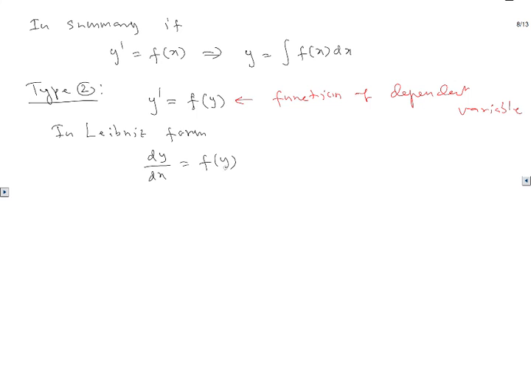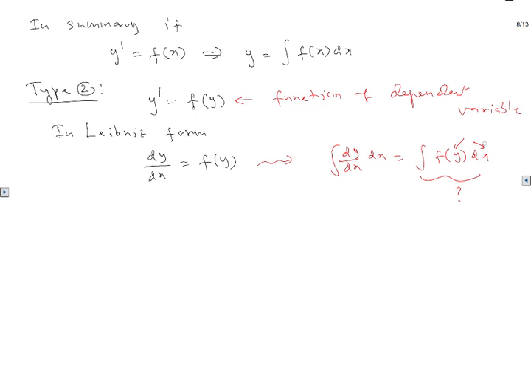So the problem is we cannot integrate as we did before, because on the right side it is a function of y, so you cannot integrate with respect to x. So that's a problem now. If you just try to integrate both sides with respect to x, you get the integral of f(y) dx. That is not possible, because it's a function of y but the variable is x.